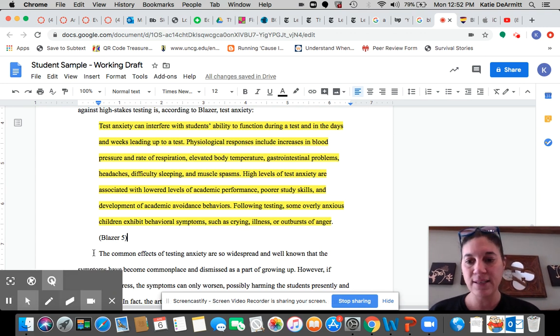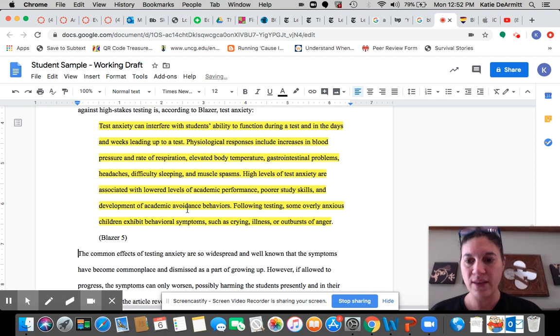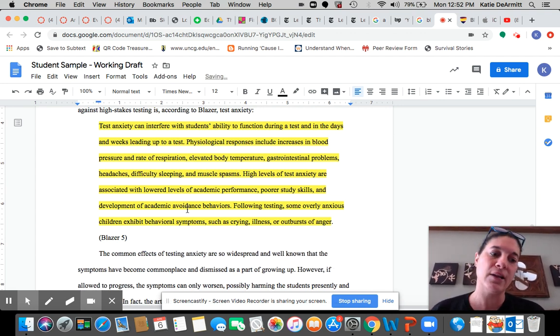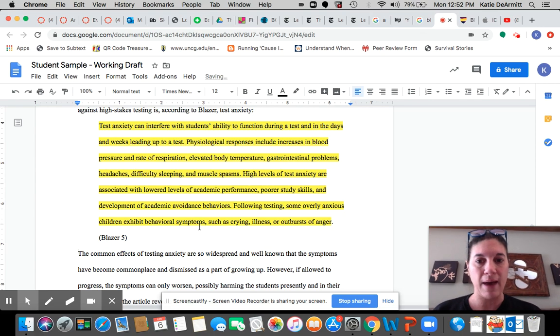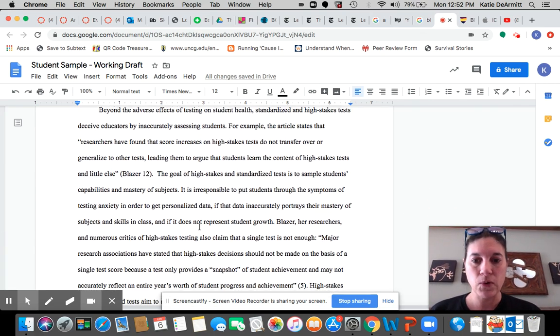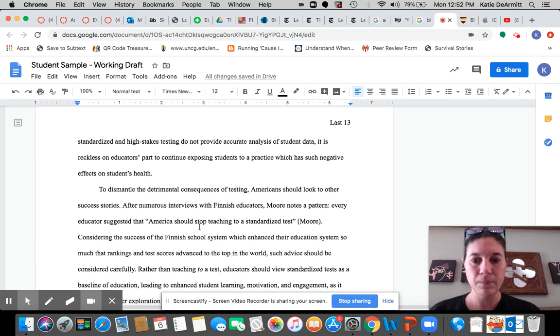With my analysis, I want to make sure that it is all the way back over to the left. If it's indented, it looks like a new paragraph. And remember, you can never end a paragraph with a quote. So I want to go ahead and bring that back. All right, so that's one example. If I scroll some more, you're going to see one more example.